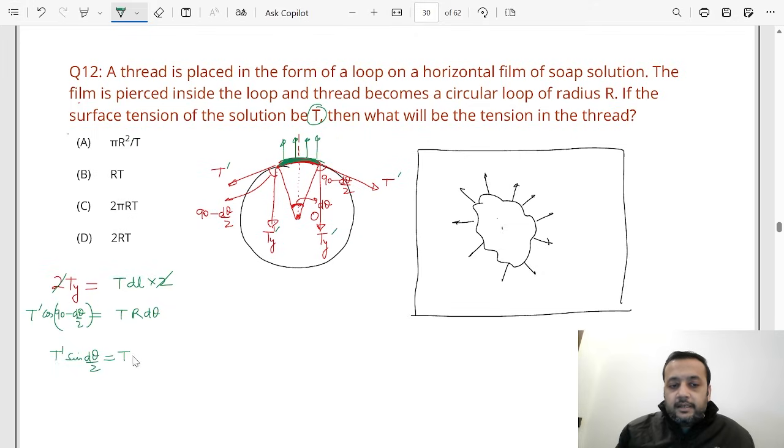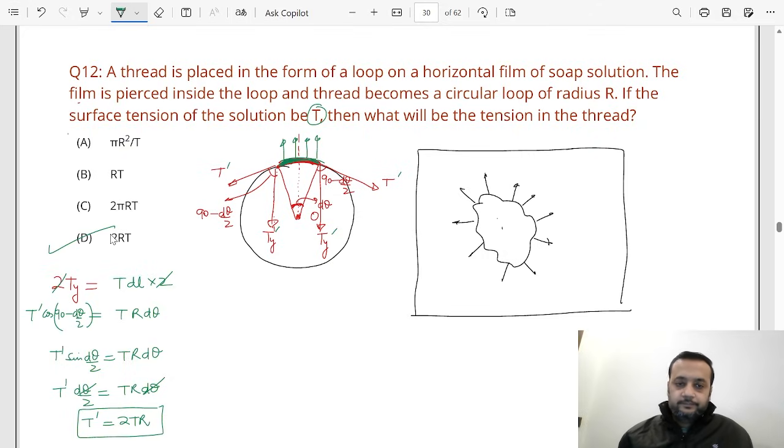Okay, this will be T into r d theta, and for small angle we know that sine of a small angle can be written as the small angle itself. So sine d theta by 2 will become d theta by 2. That will be T into r into d theta. That means T dash will become 2Tr. T dash will become 2Tr. Okay, so option D will be the correct answer for this question.